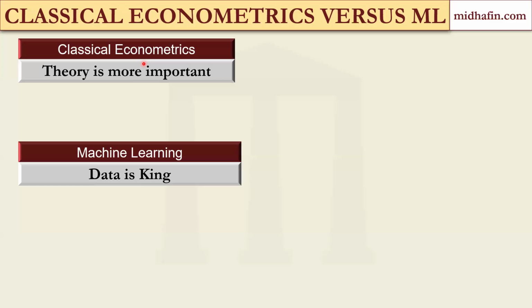But in machine learning, data is king. It actually flips the mindset completely. It cares very little about starting with a theoretical model. So the goal is to let the data speak for itself, to discover complex patterns, to discover relationships without imposing very strong structure beforehand.